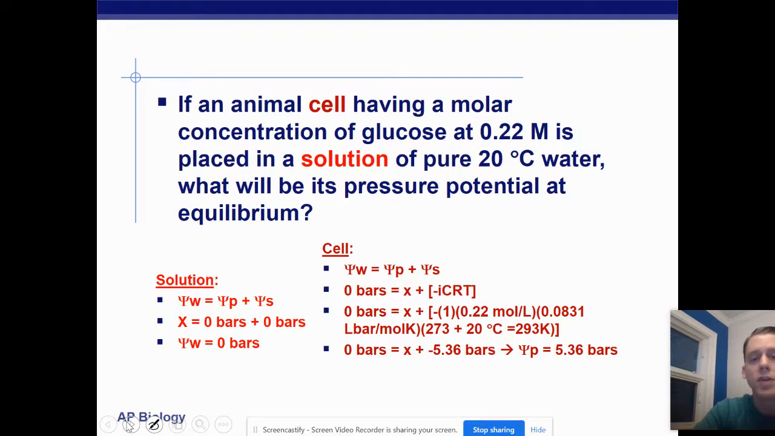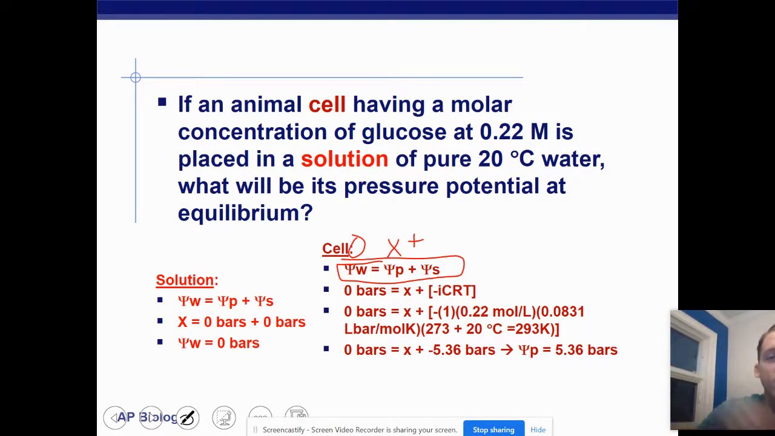The solute potential then, so we're using this equation here. So we know that's 0, which is written there. The pressure potential is what it's asking for. So that's like X. And the solute potential we can calculate, negative 1, because it's sugar, negative 0.22. They give us that in the problem. They give us the temp, and they give us the constant. So that means that our solute potential is negative 5.36. And if our total water potential is 0, then our pressure potential must counteract that. So it has to be positive 5.36.